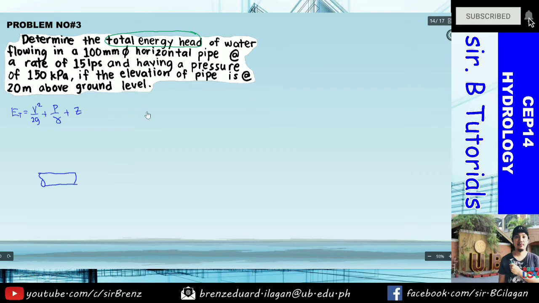So, given dyan sa problem is yung diameter. Most probably, this is the nominal diameter. So, given yung diameter niya na 100 mm diameter pipe. And yung rate ng inflow niya and yung outflow, so the Q is given as 15 liter per second. Maganda, i-convert na natin yung 15 liter per second niya in terms of cubic meter per second.